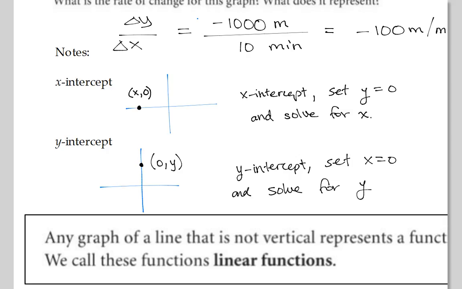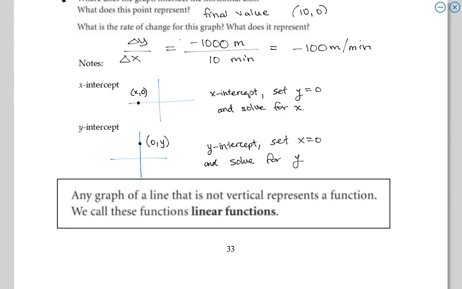And for sure that will be something you guys have to be able to take care of in this course. And the bottom little information box says that all graphs of lines are functions, except for vertical lines. As long as it's not a vertical line, it will be a function. And so we call them linear functions.